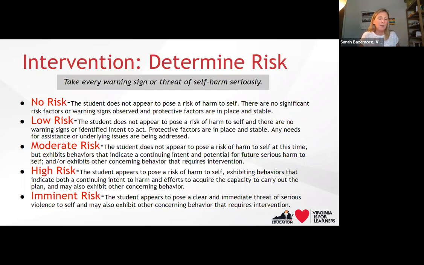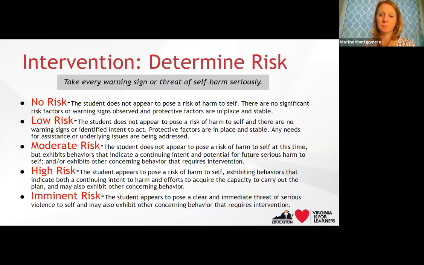Imminent risk, I'm going to start at the most significant, is where there's a clear, present risk of threat. The student has a plan, you're pretty sure that it's going to be carried out, and they have the means to do it. That's where you're going to be having an immediate intervention. You're probably going to be pulling in some community resources, and the team's going to be acting quickly to support that student.